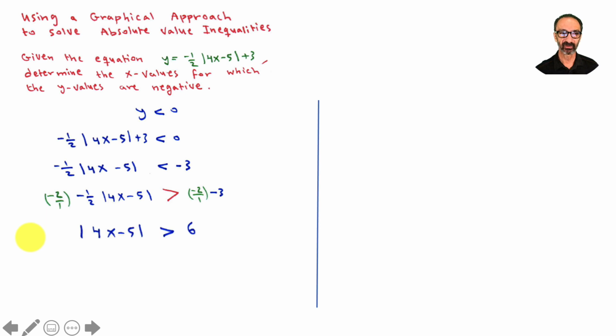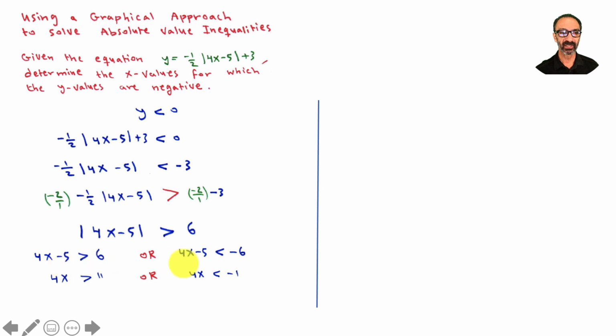And that simplifies to the following. Since it's greater than, we're going to say or. We're going to break it down to two inequalities with the word or. And that's what we have. Either 4x minus 5 is greater than 6, or 4x minus 5 is less than negative 6.